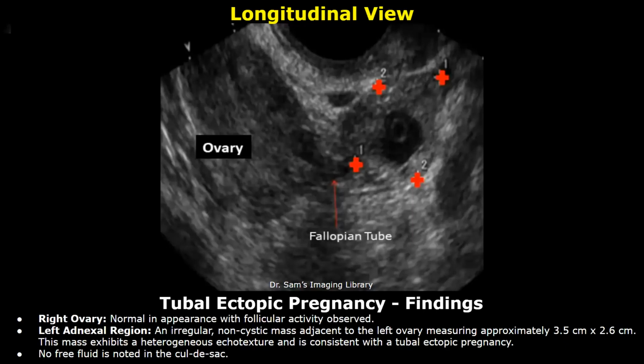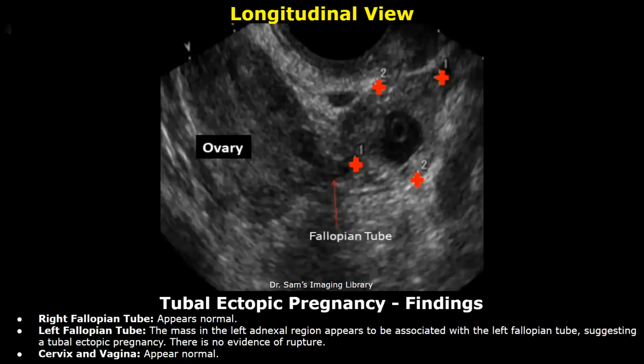These are the findings in the adnexa. Right ovary: normal in appearance with follicular activity observed. Left adnexal region: an irregular non-cystic mass adjacent to the left ovary measures approximately 3.5 x 2.6 centimeters. The mass exhibits a heterogeneous echo texture and is consistent with a tubal ectopic pregnancy. No free fluid is noted in the cul-de-sac.